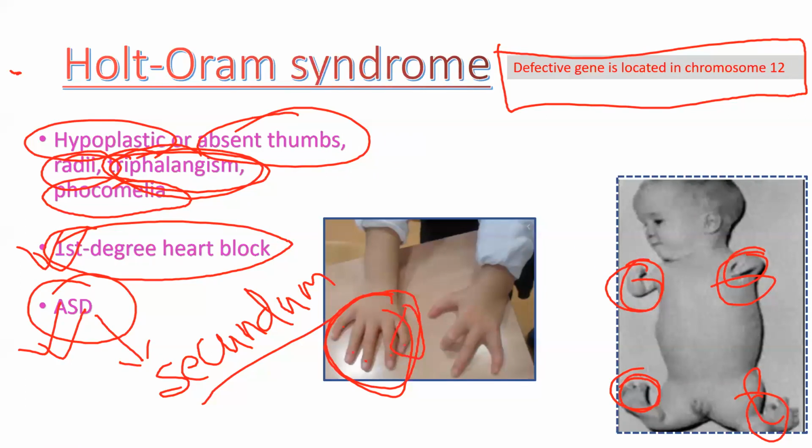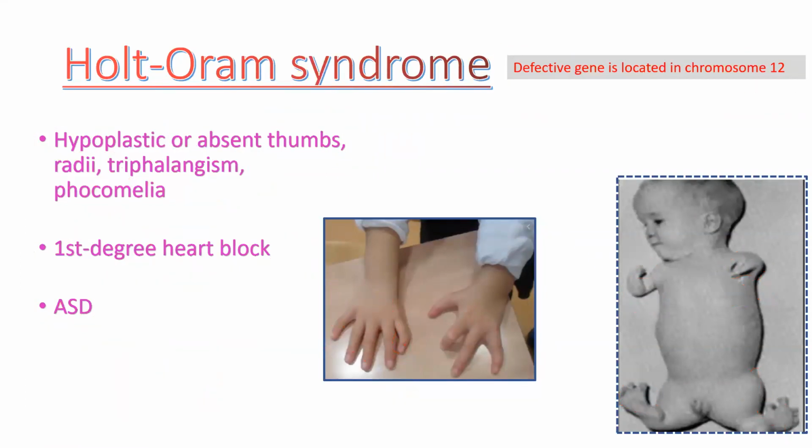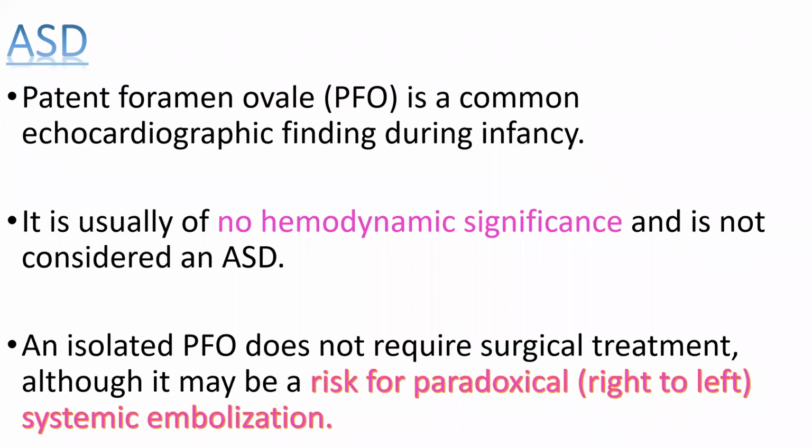So now very quickly, all of you tell me what is the triad of the Holt-Oram syndrome? Secundum ASD, first degree heart block, very good. Problem in the limbs. Phocomelia, triphalangism, absent thumbs, hypoplastic thumbs. Okay, right. So these are the common features of the Holt-Oram syndrome.